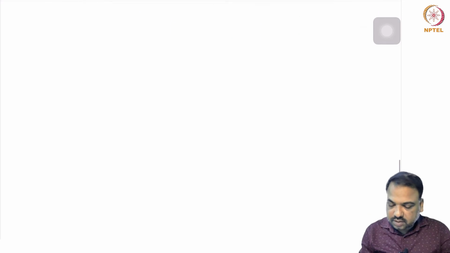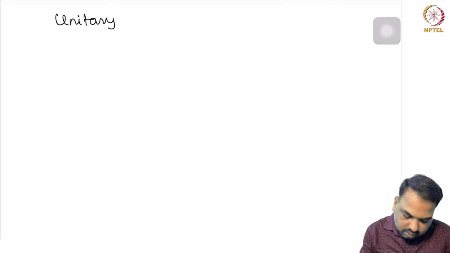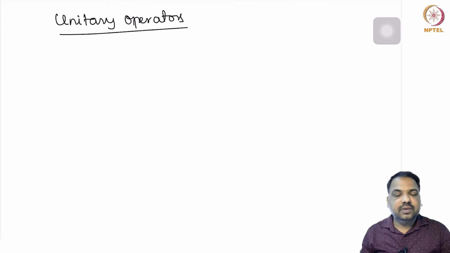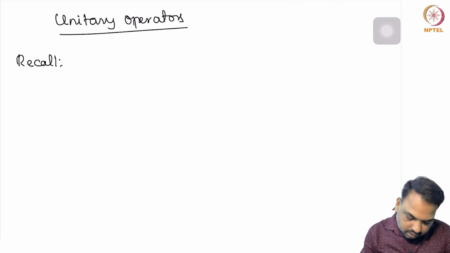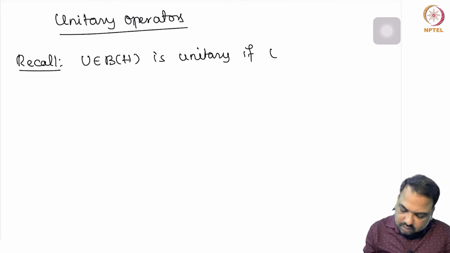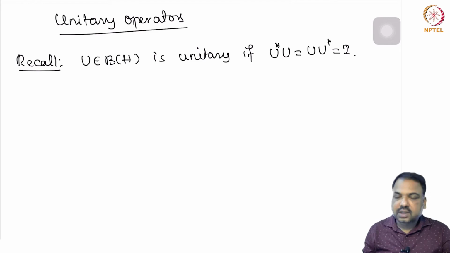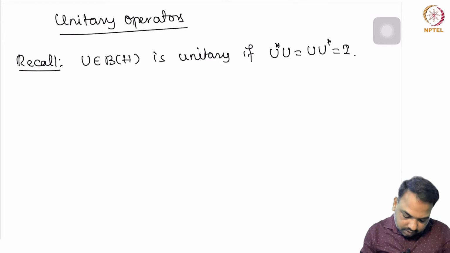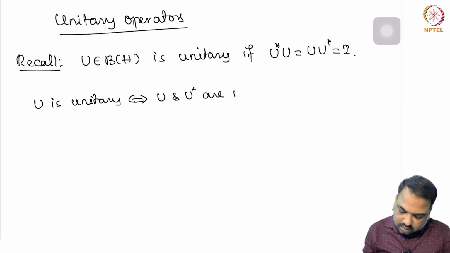Okay, so next we want to discuss unitary operators. We have already given one example of a unitary operator, which is the bilateral shift operator on L2Z. Now we want to characterize unitary operators. So recall U in B of H is unitary if U star U equal to U U star equal to identity. Now we know that when U star U is identity, U is an isometry. When U U star is identity, that means U star is also an isometry. So U is unitary if and only if U and U star are isometries.